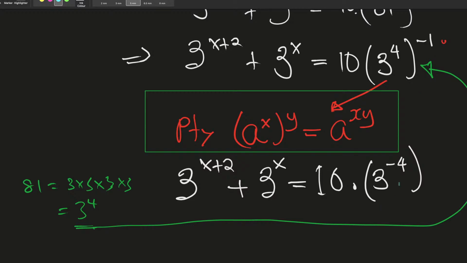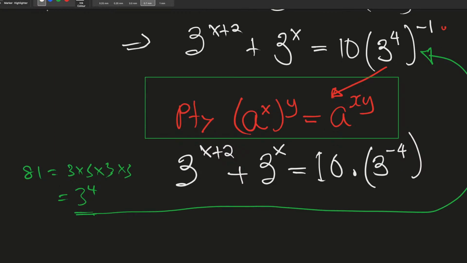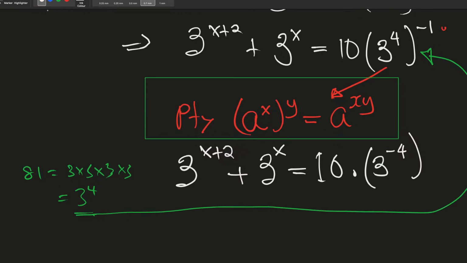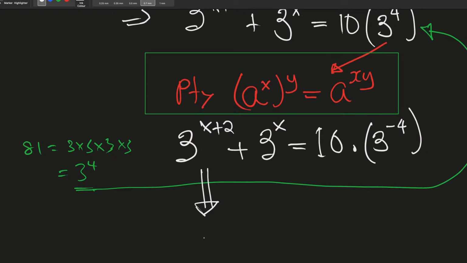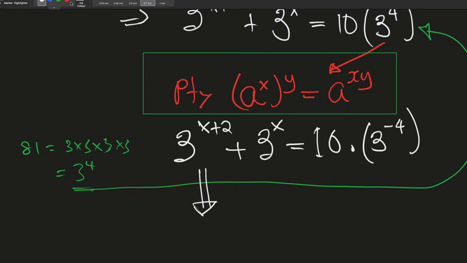Now, we can also see something. Let's go back and look at this. If you look at it very positively, you will see this 3 raised to the power x plus 2. We can also split it by applying one more property that we learned over the period.